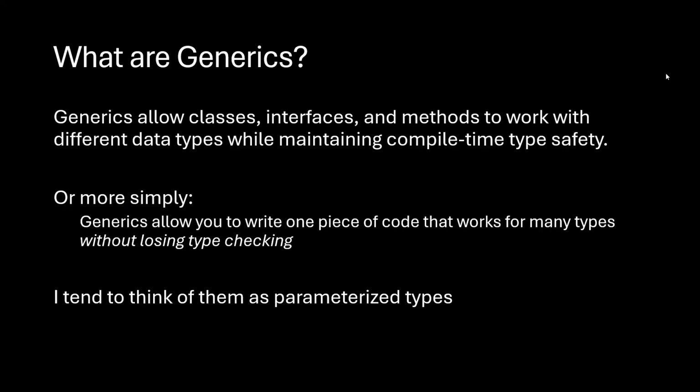What are generics? Generics allow classes, interfaces, and methods to work with different data types while maintaining compile time type safety. More simply, generics allow you to write one piece of code that works for many types without losing type checking. I tend to think of them as parameterized types.